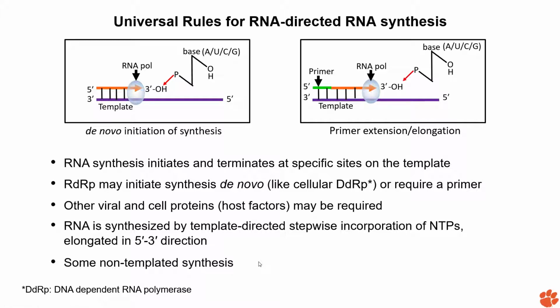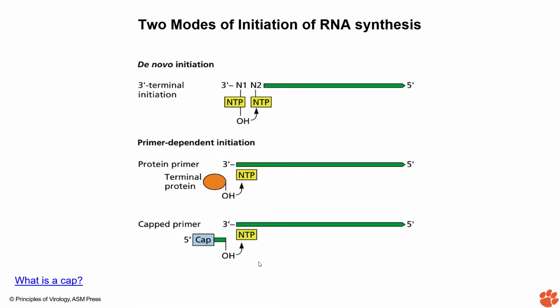We're going to see those. What we mean by non-templated synthesis is, at the very end, we're going to see some special mechanisms like cap snatching and that kind of thing. So this is basically a detail of the de novo initiation. The RNA polymerase just puts in nucleotide 1, nucleotide 2, and just goes on. It just doesn't need anything.